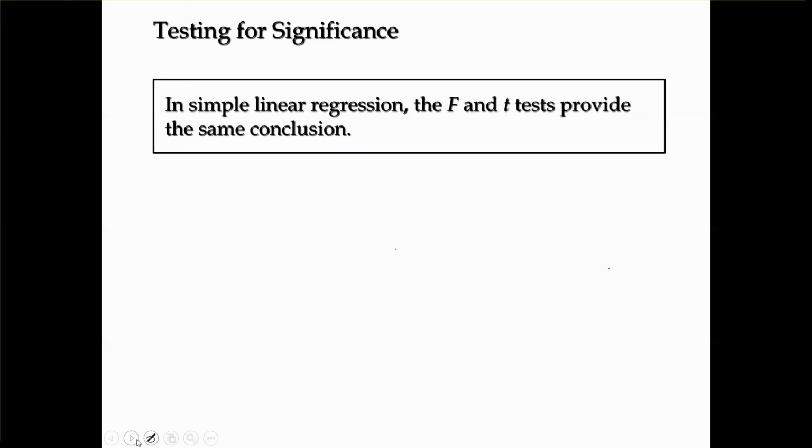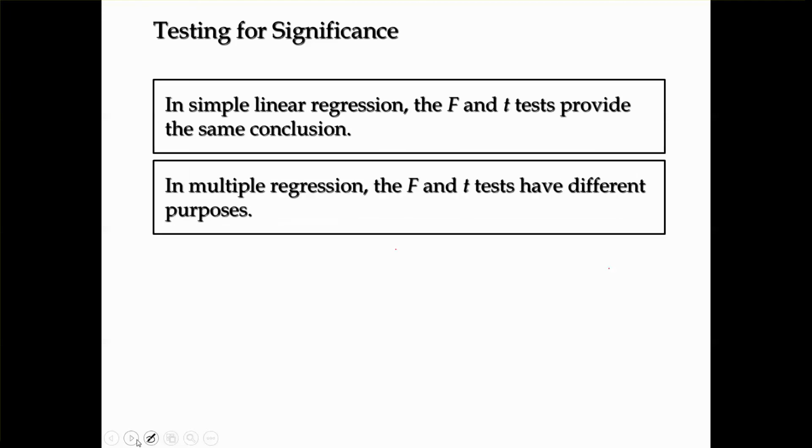In the simple linear regression model, we find that the F-test and the t-test provide the same conclusion. In chapter 14, I mentioned the reason they are the same: although the F-test tests the quality of the whole model, we only have one independent variable, so testing the whole model is exactly the same as testing just the slope itself. That's why we have the same conclusion.